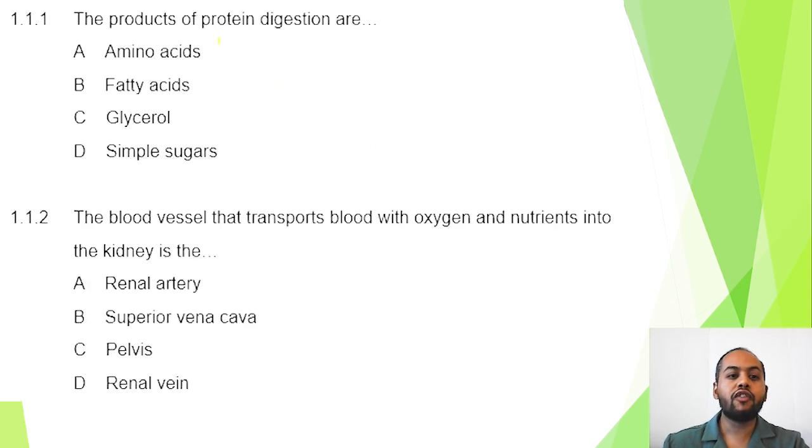The products of protein digestion. When you're breaking down proteins, proteins are broken down into amino acids. Therefore, A is most likely correct. Fatty acids, no. Glycerol, no. Simple sugars, no. Therefore, A is the correct answer.